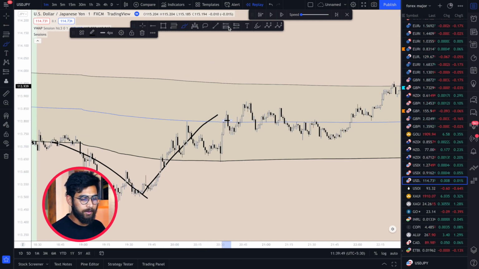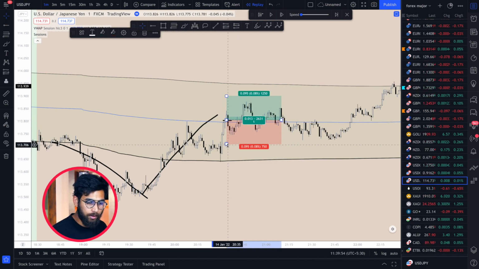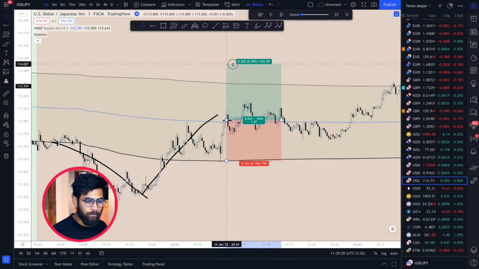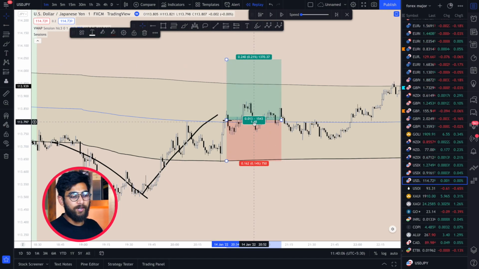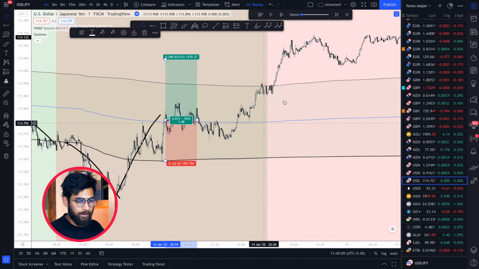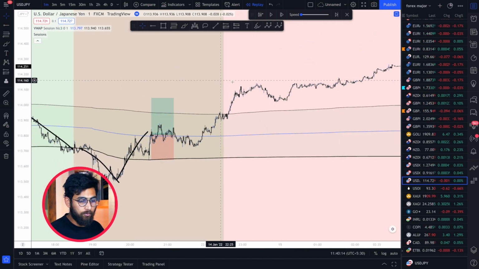So you will just take this tool, like let us say I entered over here, my stop loss will be at this line and my take profit will be such that I get around 1 to 5 risk to reward ratio, which in this case would be over here. Like you can see the risk to reward ratio we are getting is 1.5. So let us see how it went, and you can clearly see that the price moved so quickly.